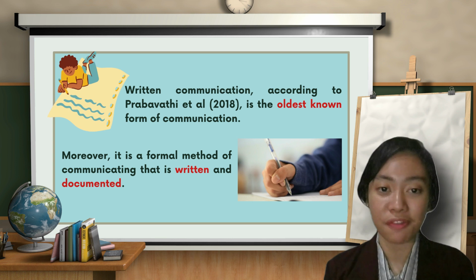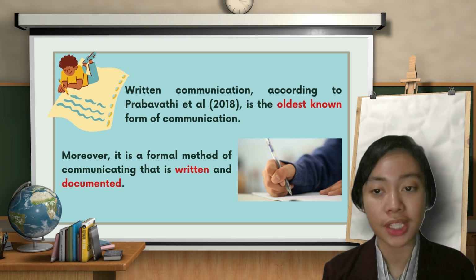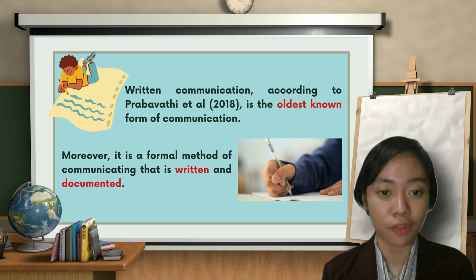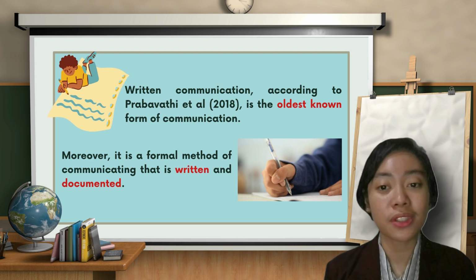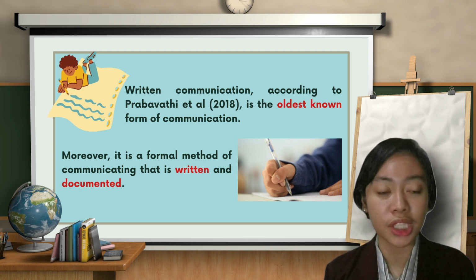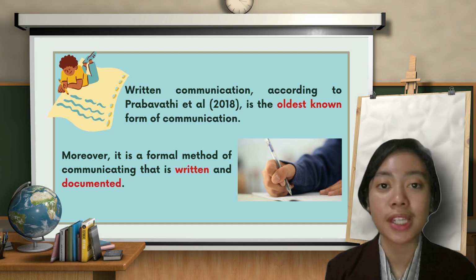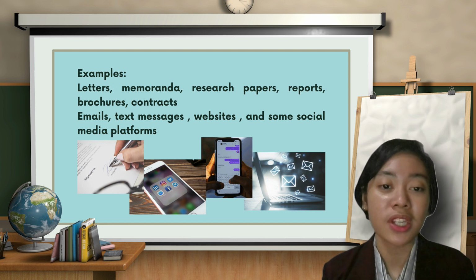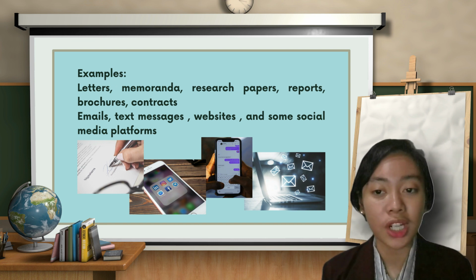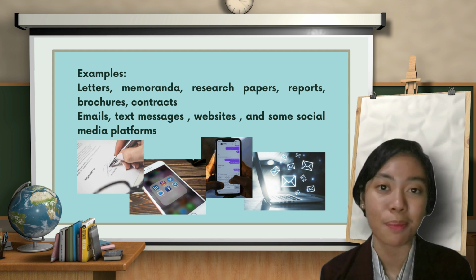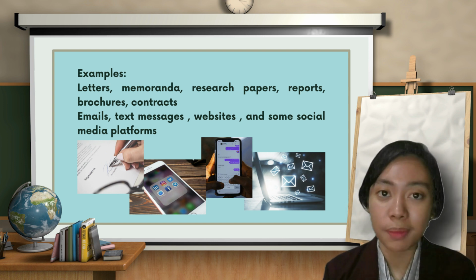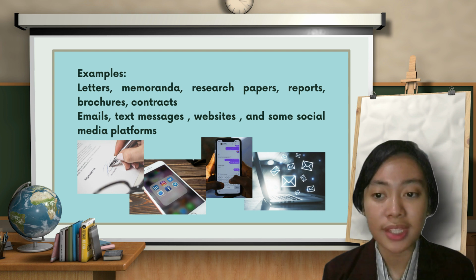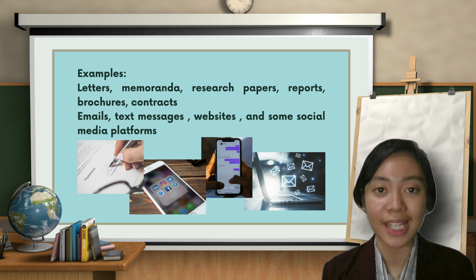So first, let us define it. According to Prabhavati, it is the oldest known form of communication. Oftentimes it is considered to be a formal method of communicating that is written and documented from the sender to the receiver. Letters, memoranda, research papers, reports, brochures, and contracts are just some of its many examples. Nowadays, electronic mails or emails, text messages, websites, and some social media platforms belong to this category.